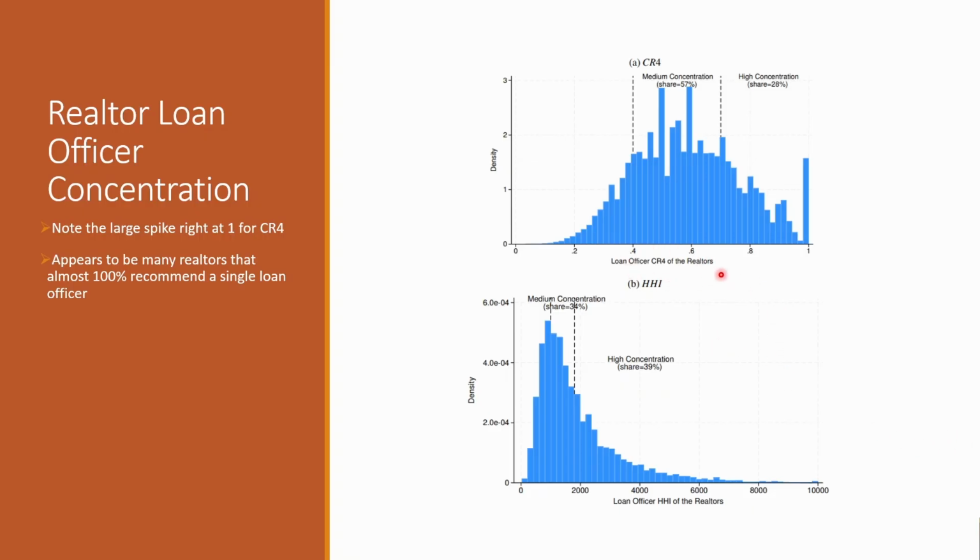And this is what the concentration measures look like. So under CR4, 28% of these realtors have a high concentration where they're directing a lot of people to the same lender. There's a big chunk, probably about something like 10. I'm not quite sure what the density would be because this is not the exact percentage, but there's a big chunk here that are directing everyone to the exact same loan officer. And there's the HHI index, which is not exactly the same concentration measure, but there's clearly some that are much more concentrated and direct all of their clients to a small group of lenders. Meanwhile, some maybe don't do it at all.